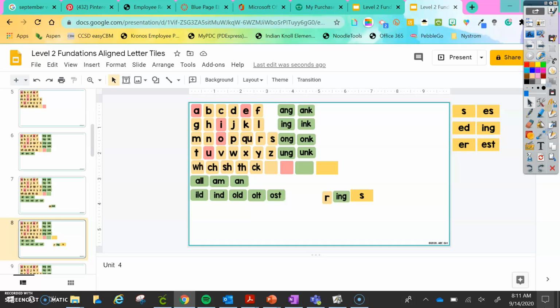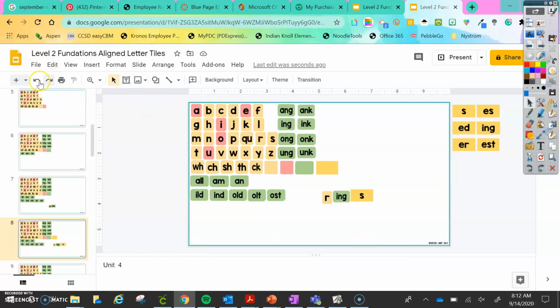Now, when the S is a suffix, it can either say the S sound, like an S, or it can say the Z sound, like a Z. So when we talk about maps, M-A-P-S, we have our soft S. But when we're talking about rings, R-ing-s, we have our hard S, and that hard S makes that Z sound. All right. Now, when we tap out our words, we only tap out our base words. We never tap out our suffixes.